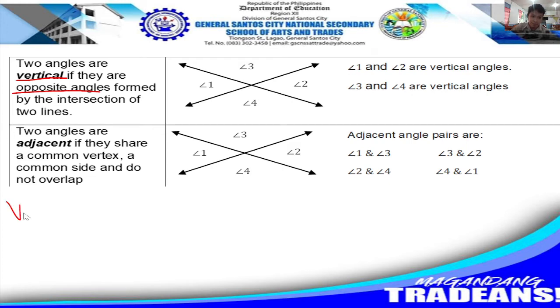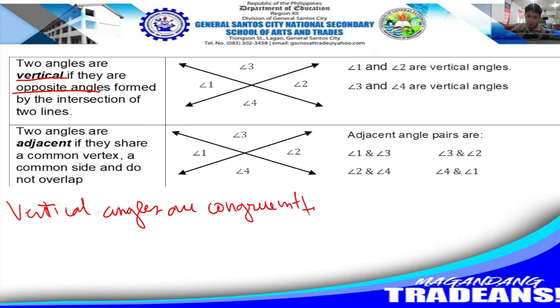Sulat ko dito sa baba. Vertical angles are congruent to each other. So, ibig sabihin po niyan, lahat po ng verticals are equal and the same.